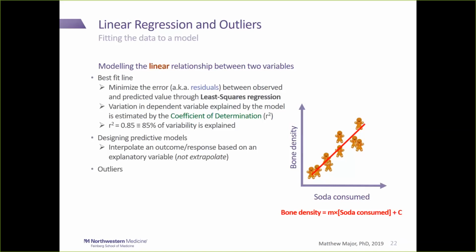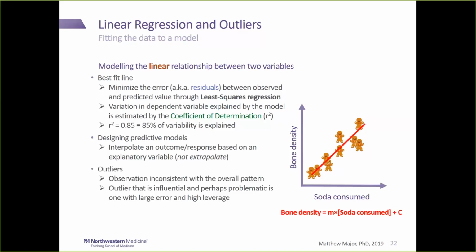So let's talk about outliers and how this can affect your data. Outliers are observations that are inconsistent with the overall pattern. An outlier that is influential and perhaps problematic is one with a large error, a large residual, and high leverage. So influential outliers are going to considerably affect your model.